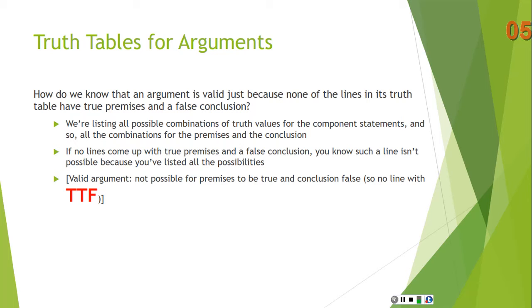If you find a line where you have a true premise, false conclusion, you've shown that it's possible for the premises to be true and for the conclusion to be false. Namely, you've shown that the argument is invalid. I think it'll be helpful to get an example so that you can see what I mean.